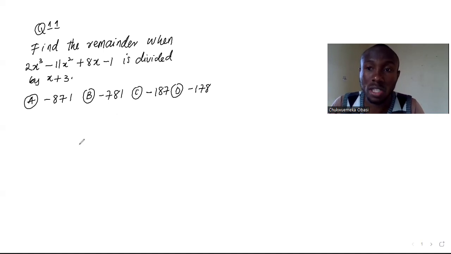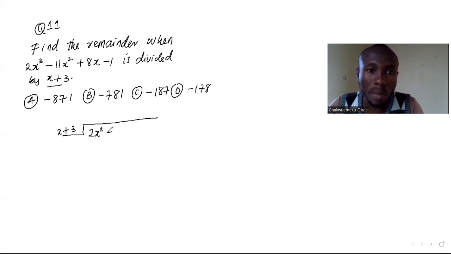The first one is using the long division method. The divisor will be outside: you have x plus 3, and the dividend stays here: 2x cubed minus 11x squared plus 8x minus 1. Now this x is going to divide the dividend.